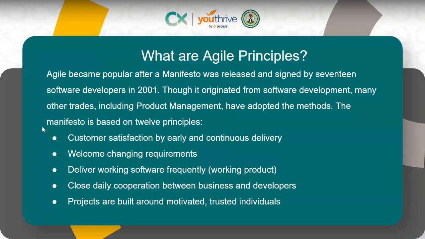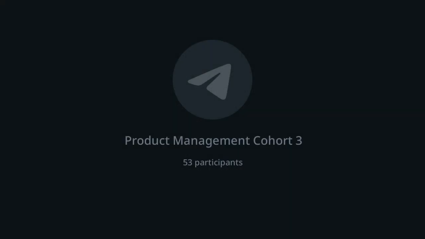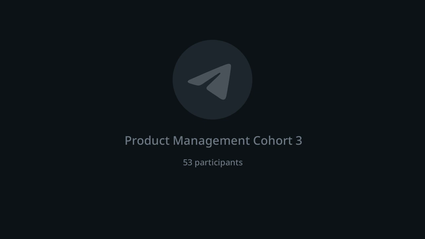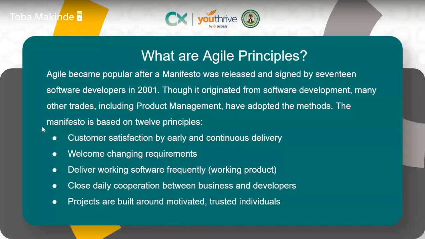So listen, guys, I'm going to read out those 12 principles for you now. So, customer satisfaction by early and continuous delivery. All right. So the Agile methodology values customer satisfaction by early and continuous delivery. It means that you must always quickly, early enough, release your updates and continuously release updates that would ensure that your customers are satisfied.